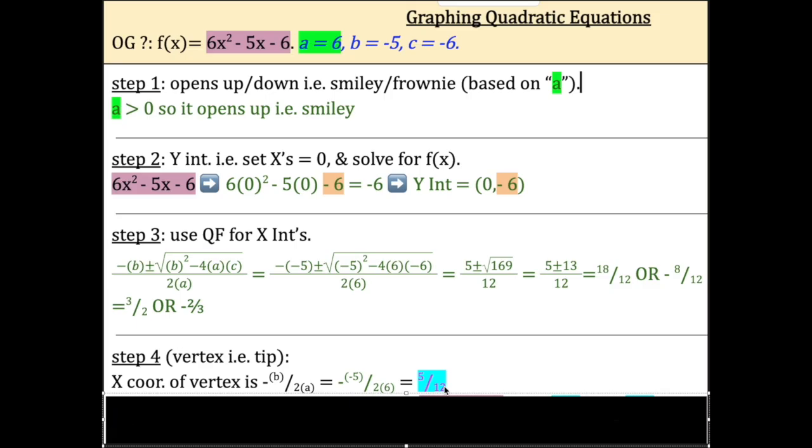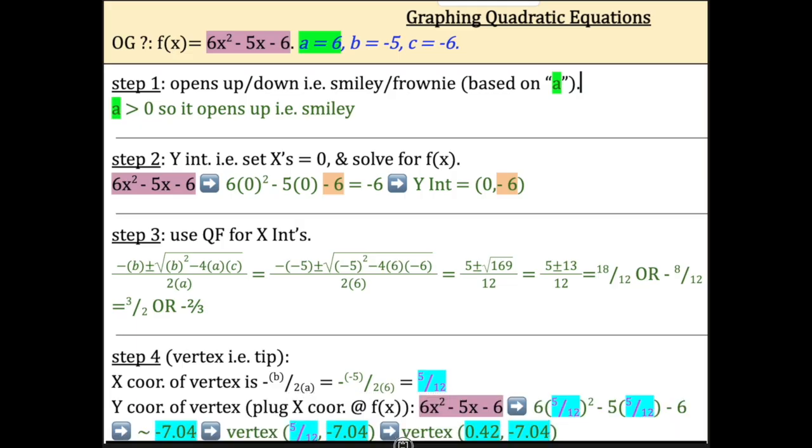Just plug it into the original f of x. So I'm going to plug this 5 over 12 into the original f of x right here in purple. And then that's what I get here. Okay? Original f of x, plug in 5 over 12. Okay? Just use your calculator here. And in order to put the square in, just do the caret. Like that. Okay? Just do the caret.